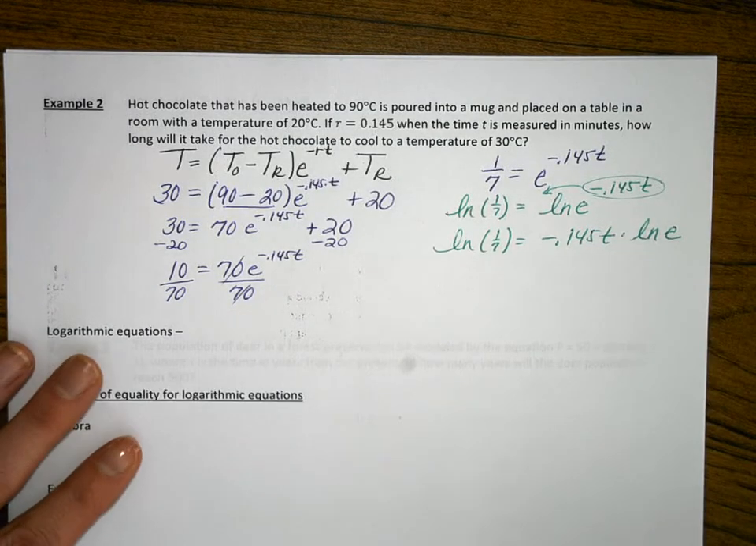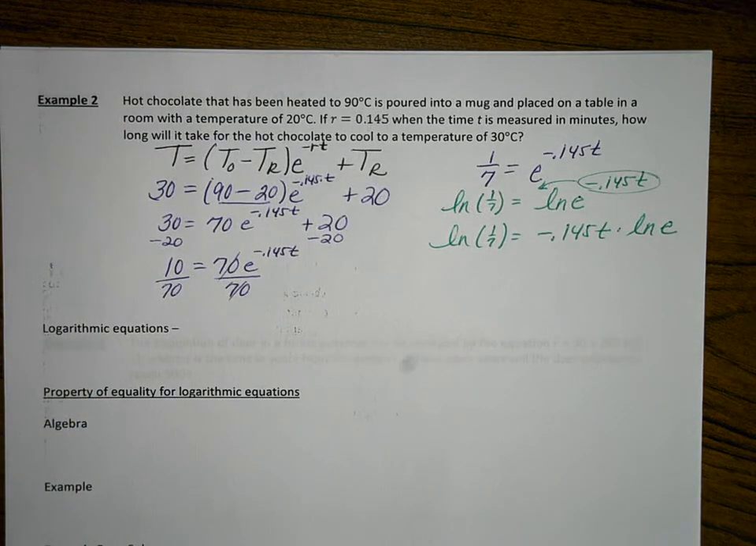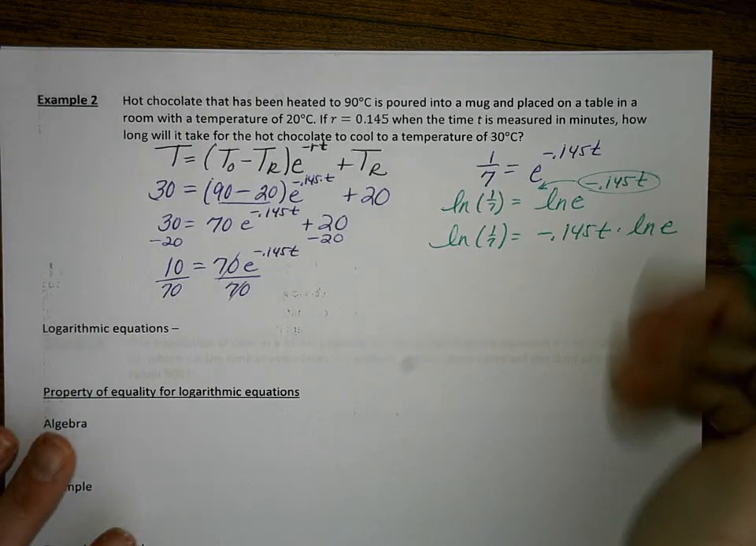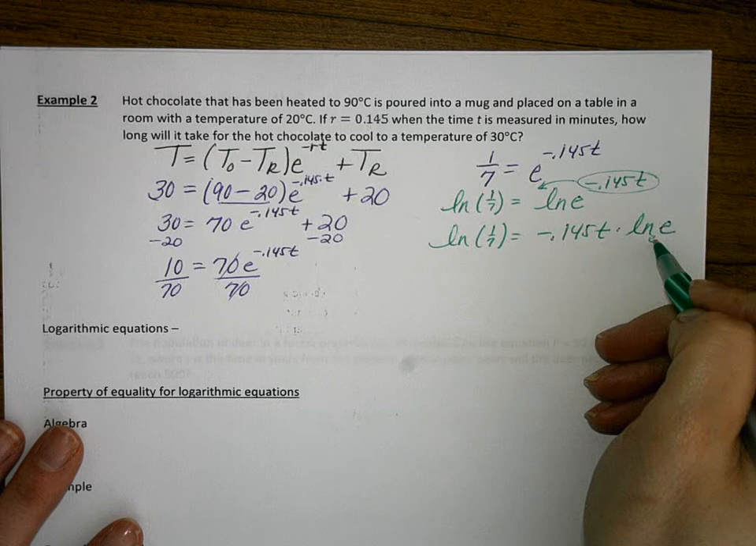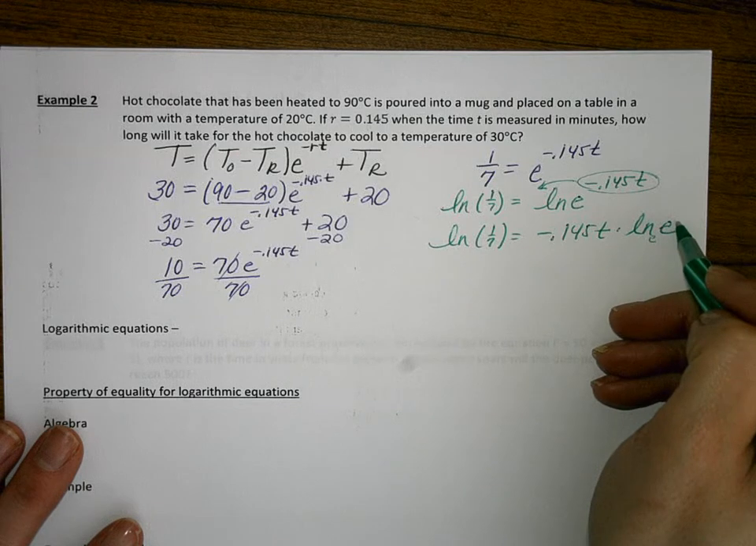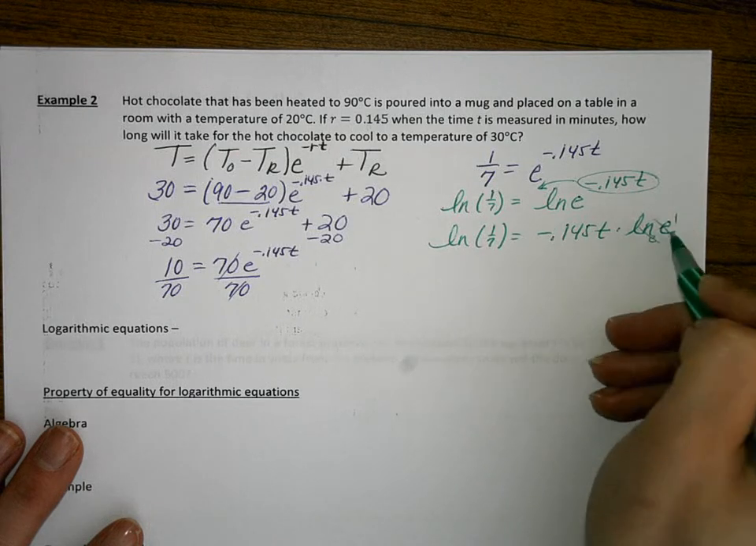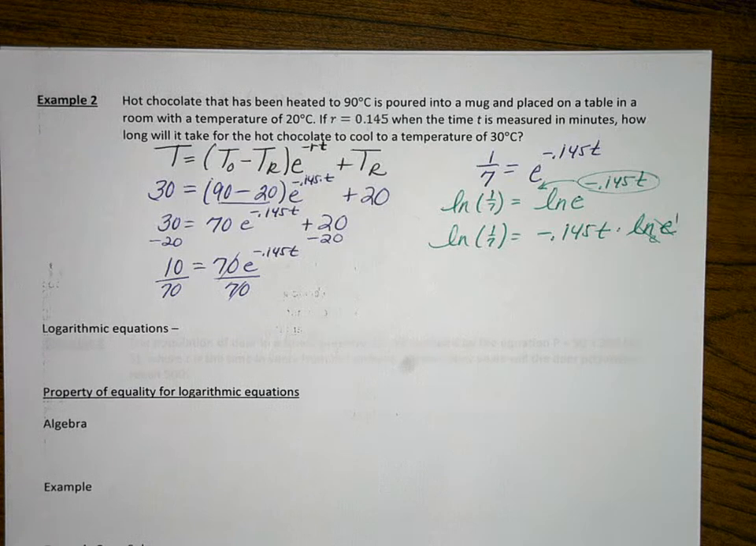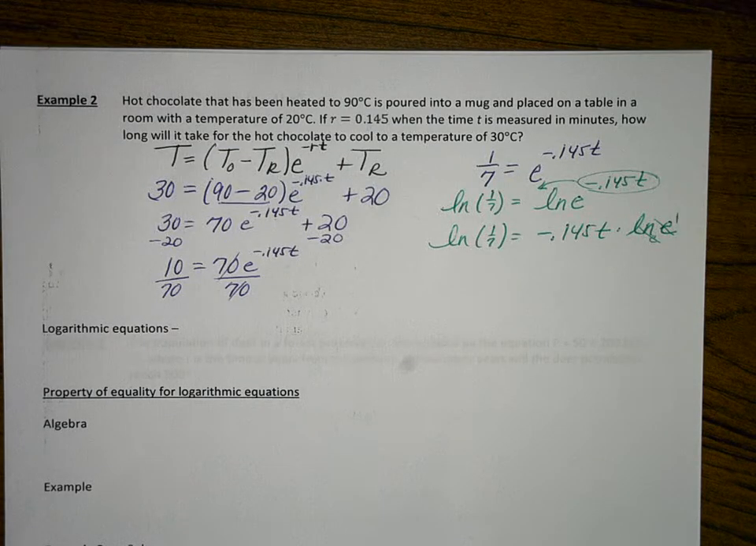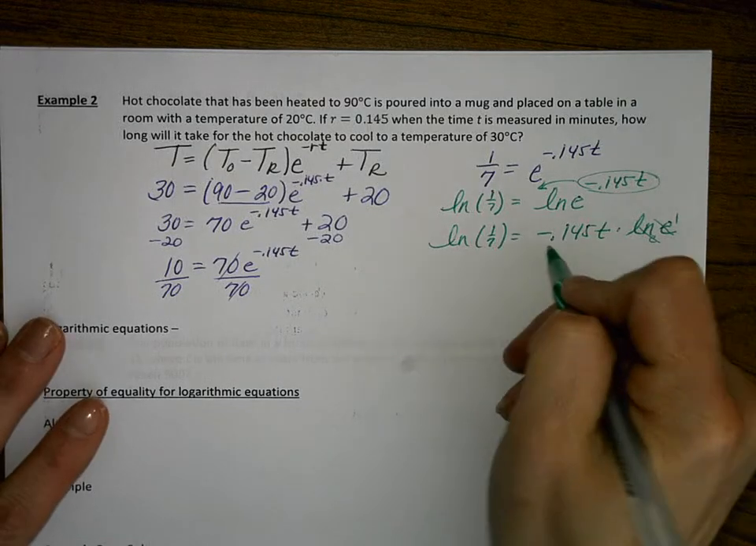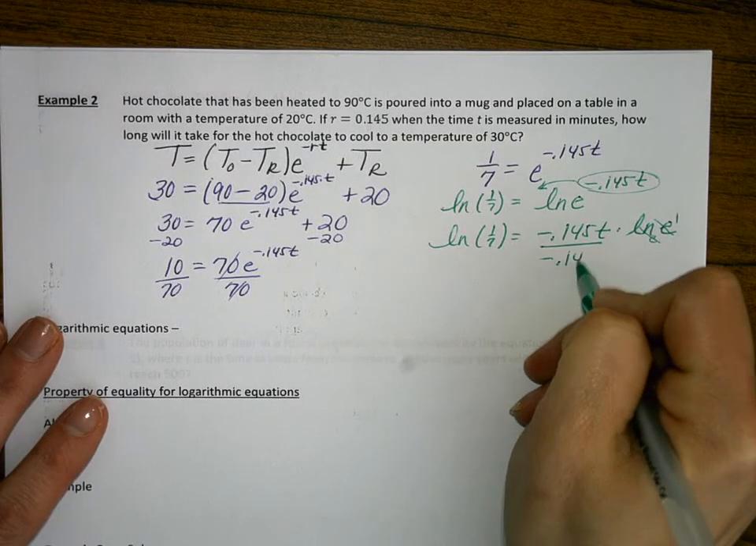Now I got a question for you. What's the ln of e? Okay, because what base am I in? I'm in base e. What's my exponent here? A 1. So really it cancels and becomes 1. The ln of e is always 1. Okay. Perfect, perfect. What do you think we should do now? Good. Divide both sides by negative 0.145.